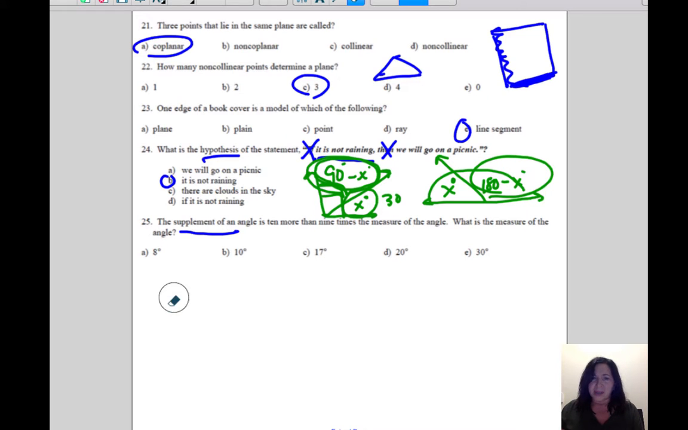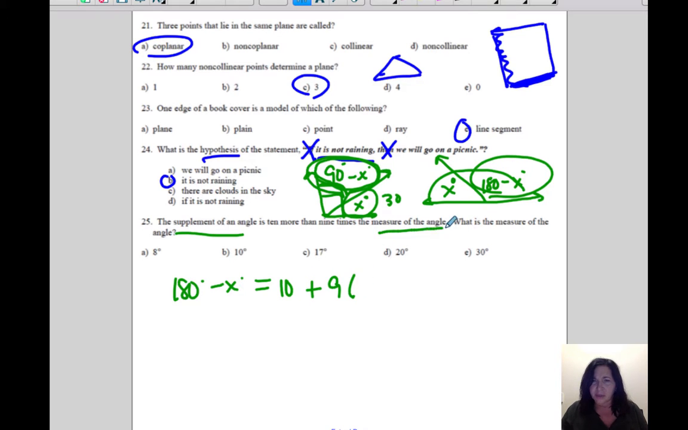So this part of the question is saying the supplement, not complement, but the supplement. So the supplement is 180 degrees minus x of an angle. Now this word "is" means equal, so you're going to put an equal sign in. This says 10 more than 9 times something, the measure of the angle. We'll call that x, because we don't know what the angle is. So in this problem, I'm not actually even talking about the complement. I'm just talking about the supplement.